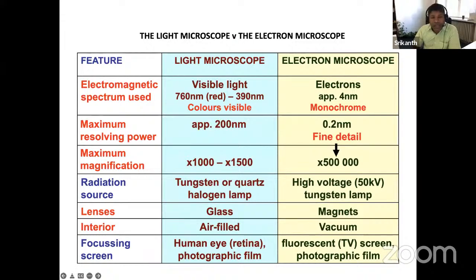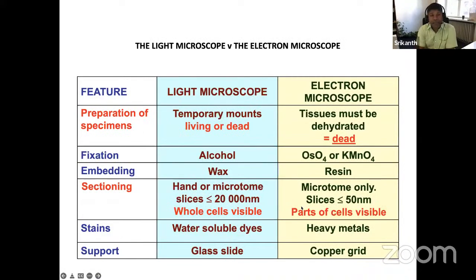Here you use a high voltage, of course, but in the light microscope you use a halogen lamp as the source, and light passes through. The lenses are glass in the light microscope, but in the electron microscope you have magnets because of the vacuum. And the focusing screen, of course, you can see with the retina, and with the electron microscope also you can see with the retina. I still used to work with the eye, which is much better than the screen. But of course, you can also connect the electron microscope with a CCD screen.